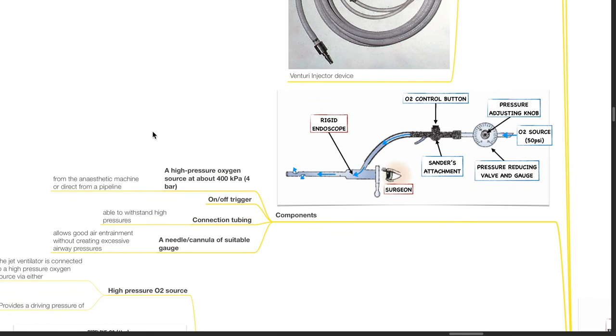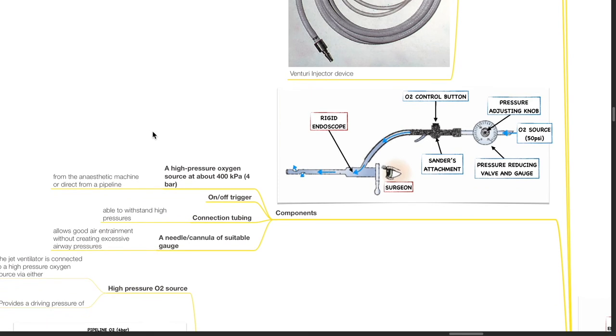Components include a high-pressure oxygen source at about 4 bar, which is from the anesthetic machine or direct from a pipeline, an on-off trigger, connection tubing, which is able to withstand high pressures, and a needle or cannula of suitable gauge, which allows good air entrainment without creating excessive airway pressures.